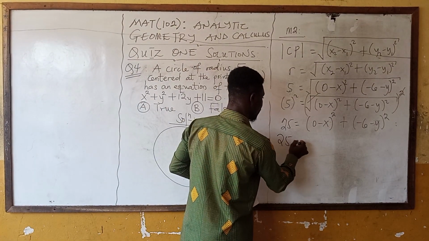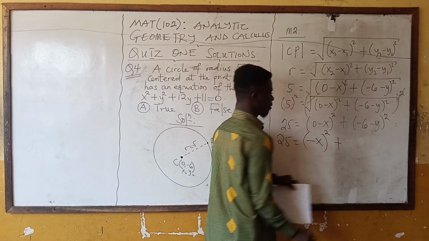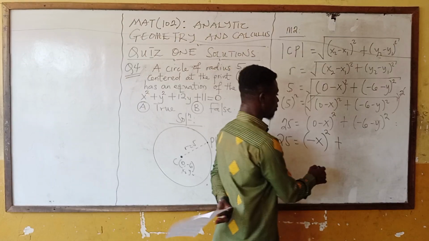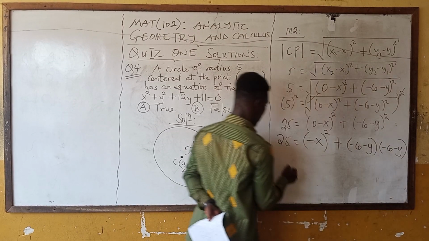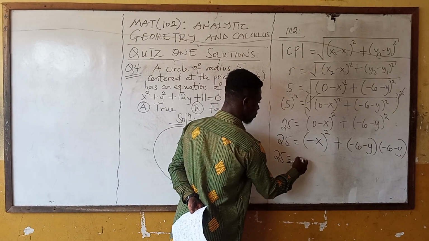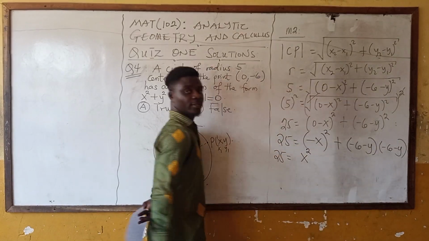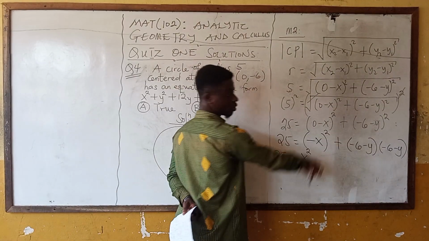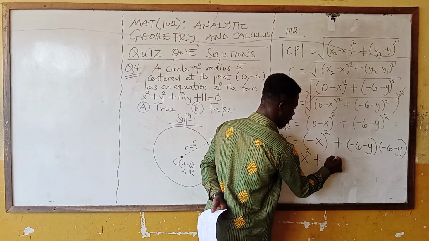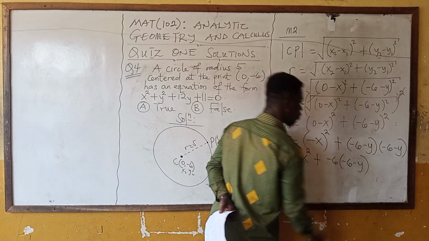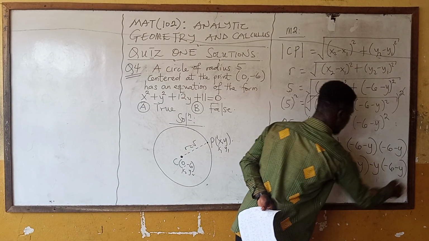So I have 25 equals (0 minus x) all squared, plus (negative 6 minus y) all squared, which means we have (negative 6 minus y) times (negative 6 minus y). I get 25 equals negative x all squared, which gives x squared, because negative 1 all squared is 1. And plus negative 6 minus y, multiplied by the same expression again.